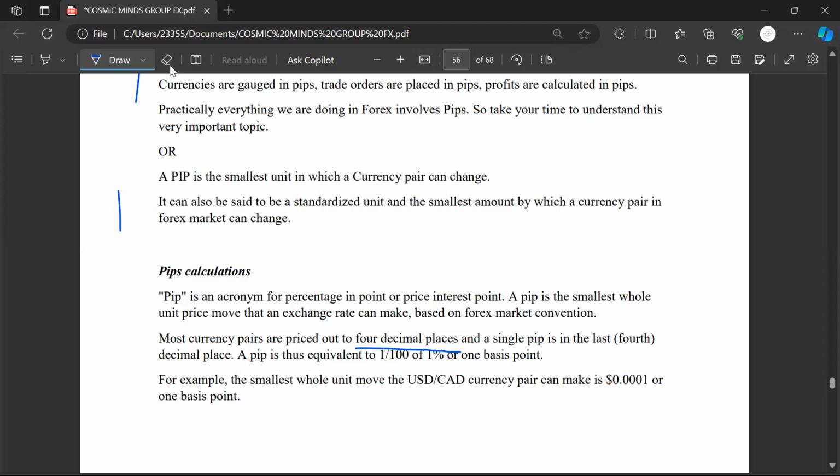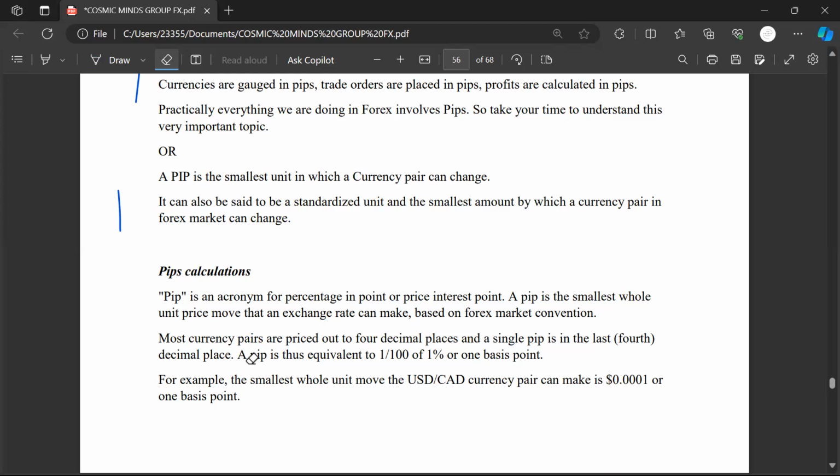Don't worry, I'll read, but the important thing is to listen to me. I'll make things easy for you. Don't worry, I will look at the four decimal places that you're talking about. So pips are calculated in decimals. The distances denoted in pips are in decimal places.